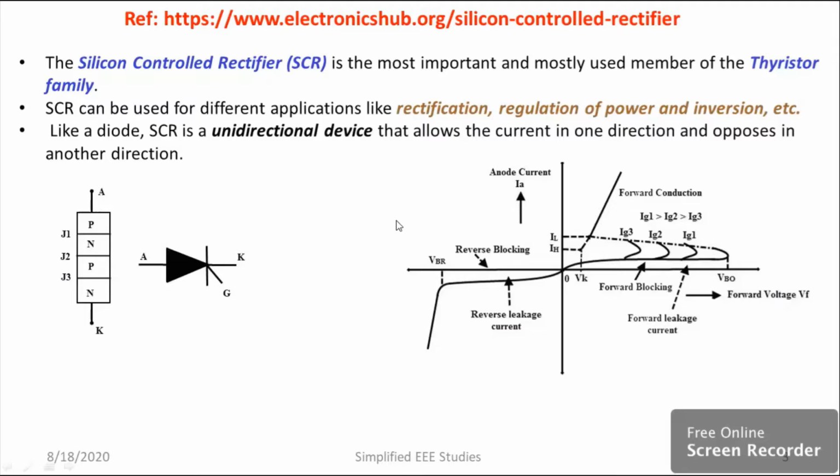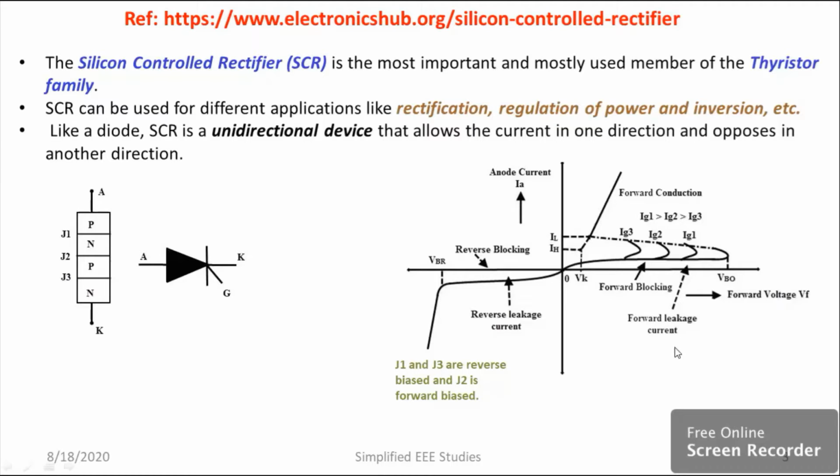When I talk about the modes of operation, it has 3 modes. The first is reverse blocking mode, the second is forward blocking mode, and the third is forward conduction mode. We never operate the device in reverse blocking mode. Why? Because after the breakdown voltage, the thyristor gets spoiled. In this mode, J1 and J3 are reverse biased, whereas J2 is forward biased. But it's not a conductive region, and we never operate the SCR in this region.